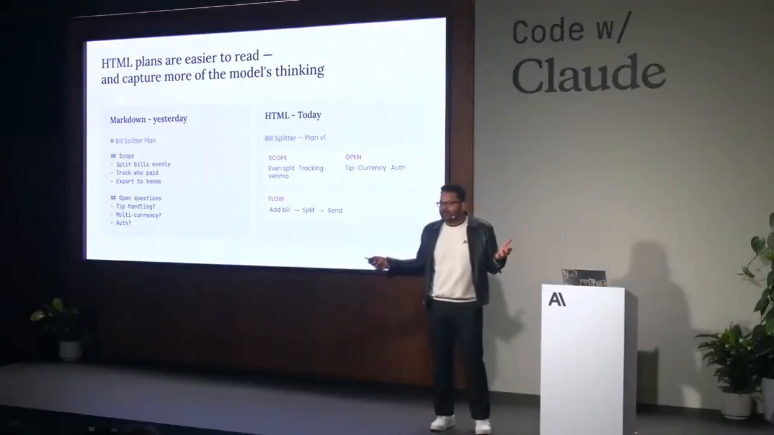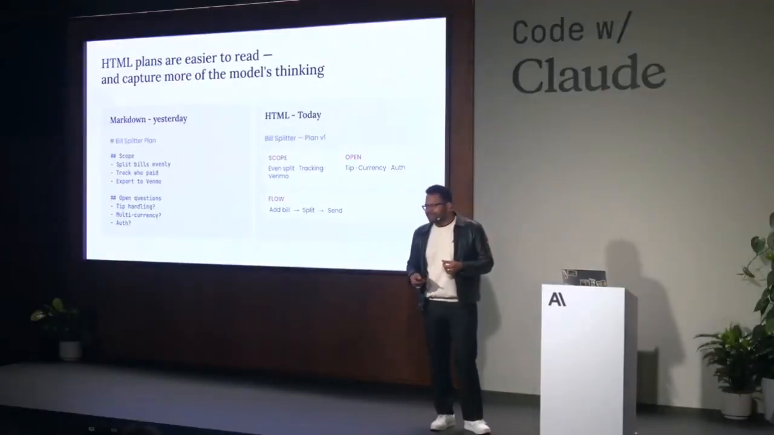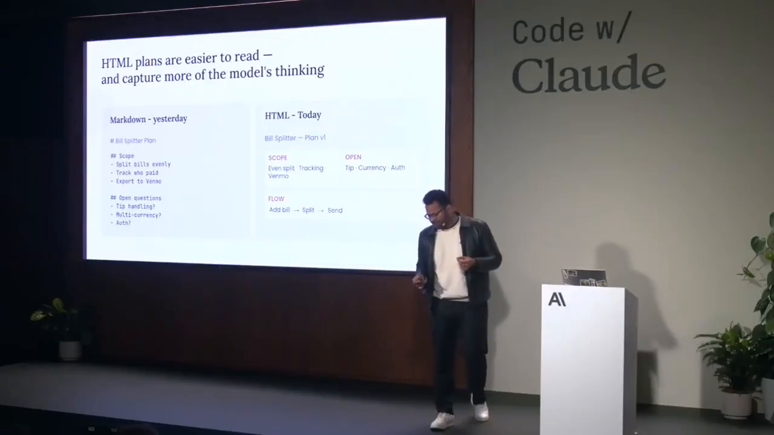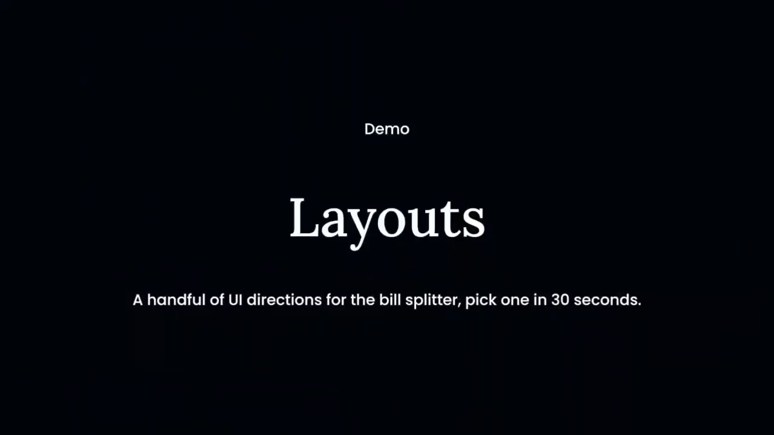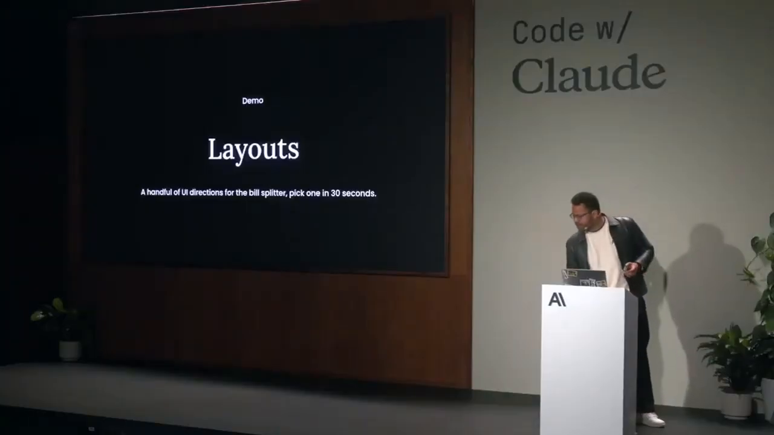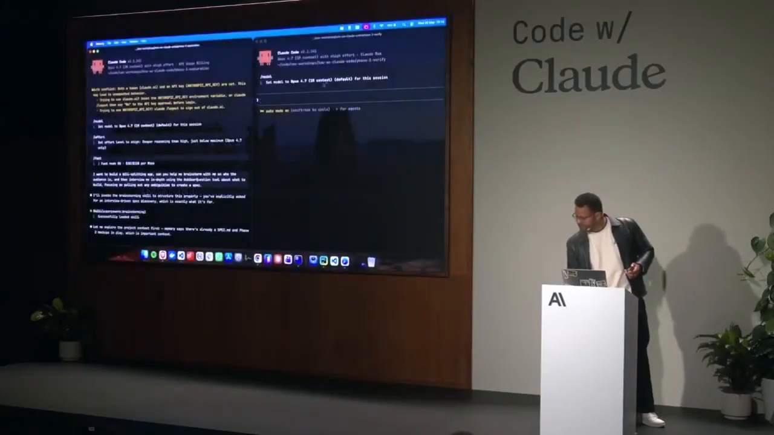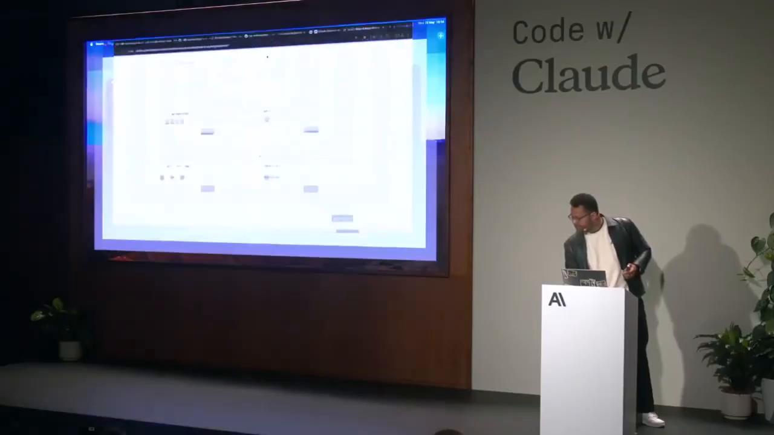Especially if the Markdown files get more than about 200 lines long, it's unlikely you're going to read them, and certainly unlikely that your colleagues are going to read them. Before we started here, I had Claude with Opus 4.7 generate a few examples for me of what this could look like with my bill splitting app. And we'll look at those now. So we have them here.